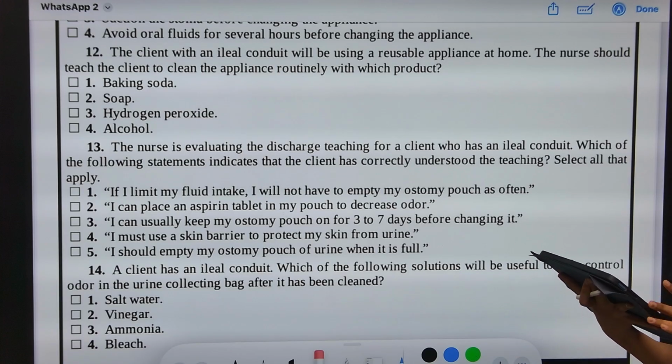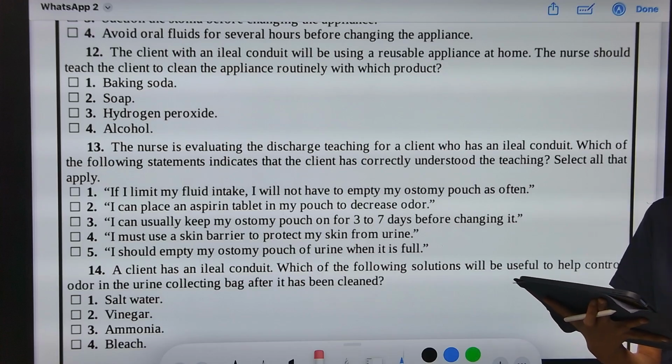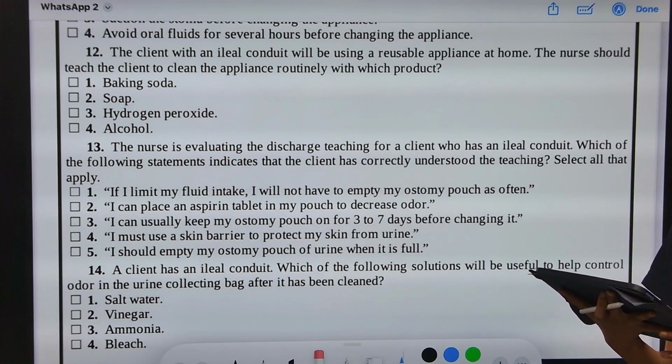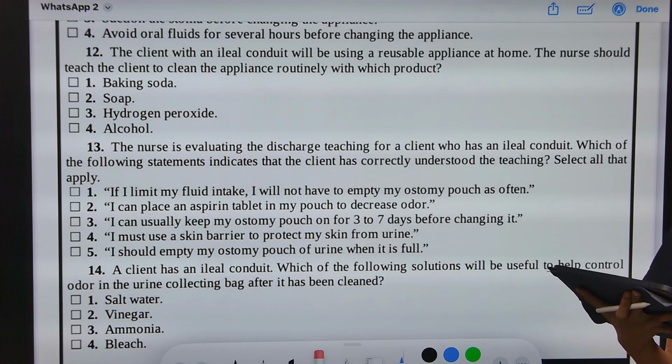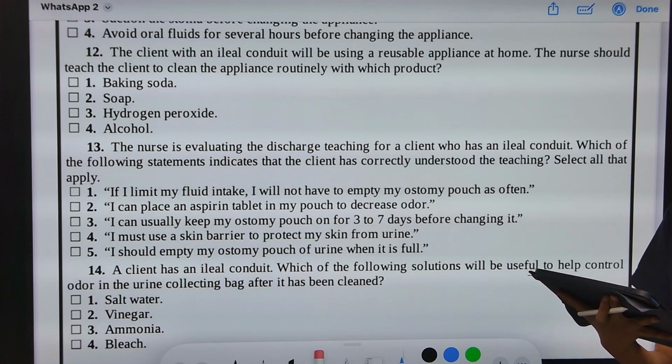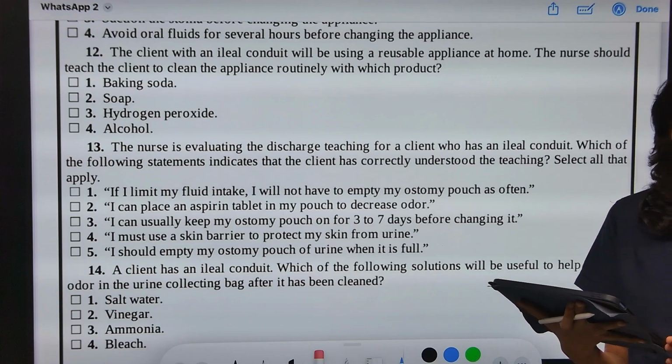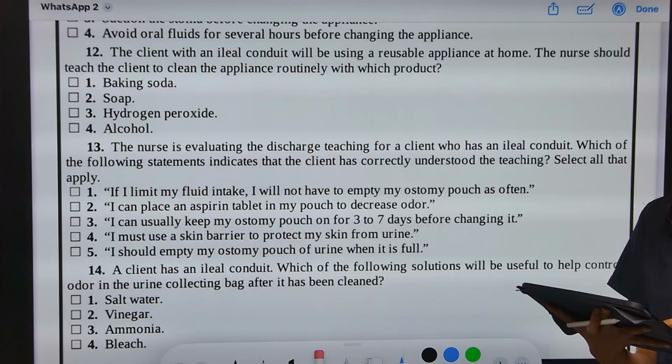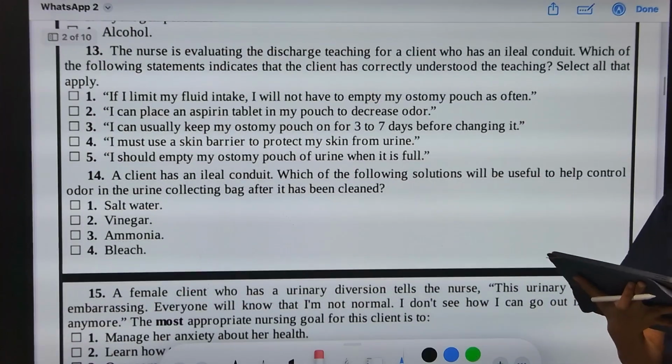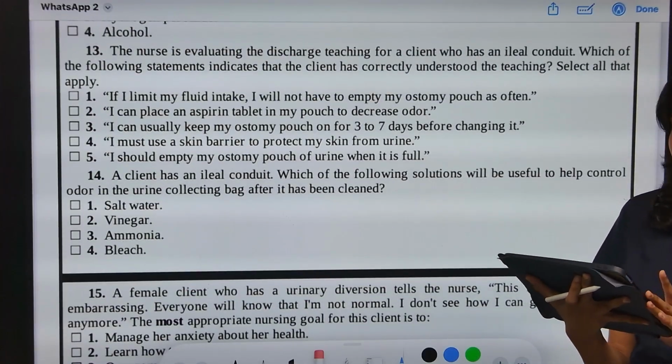So the right answer will be answer number 2. We have to clean the appliance with normal soap and water. No need to use alcohol, hydrogen peroxide or baking soda, it will make the condition worse. Now let's discuss question number 13.